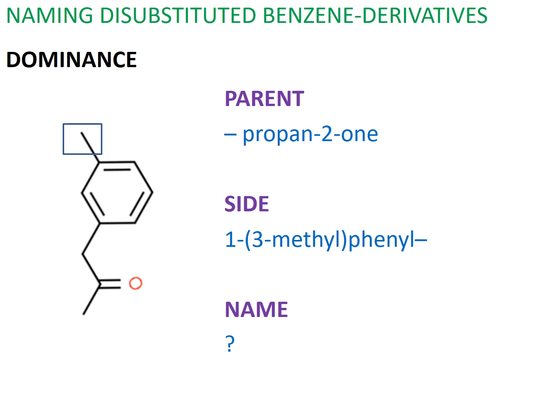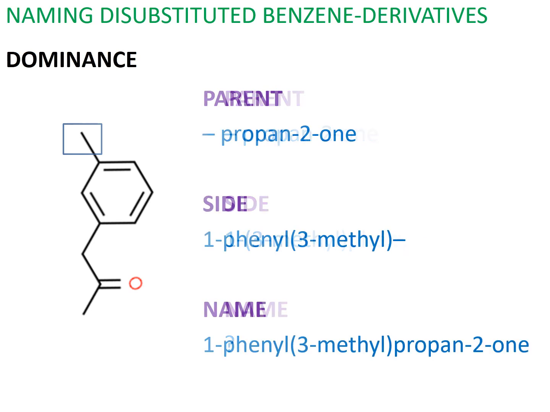Since the carbon on the benzene ring that is bonded to the parent chain is designated carbon 1, then the carbon on the benzene ring that is bonded to the methyl group is designated carbon 3, giving us a disubstituted benzene derivative with the name 1-phenyl-3-methyl-propan-2-one. Now how do you name a benzene ring that is bonded to two chemical groups and neither are a dominant functional group?